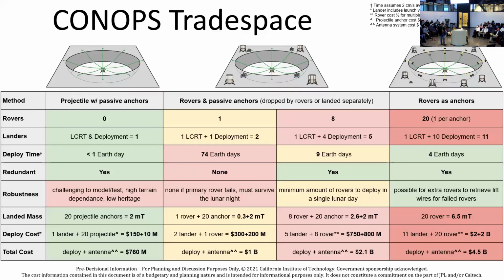So this is our ConOps of how many rovers should we deploy. So the 3 examples on the right are all using rovers. You can see the rover line over there, the second line from the top, 1, 8, and 20. So we need 20 total anchors. So you could potentially launch 20 rovers, but that would cost, right at the bottom is our cost.